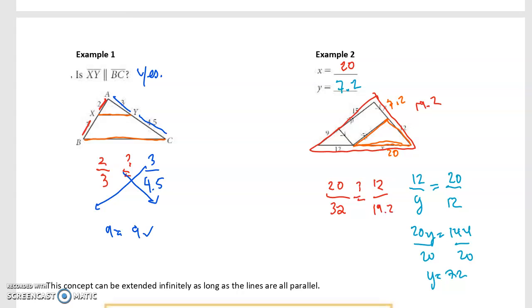You could just double check that. That would be a way to check and make sure you did this correctly. So 32 times 12 is 384, and 20 times 19.2 is also 384. So that would just be a way to check that out. All right, I'm going to continue this lesson in a second video.